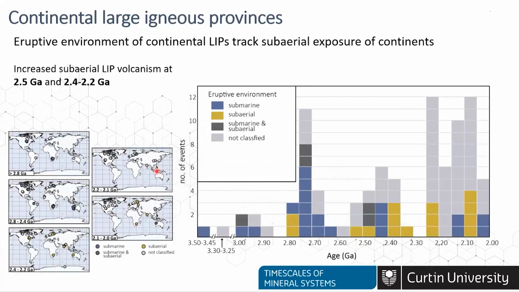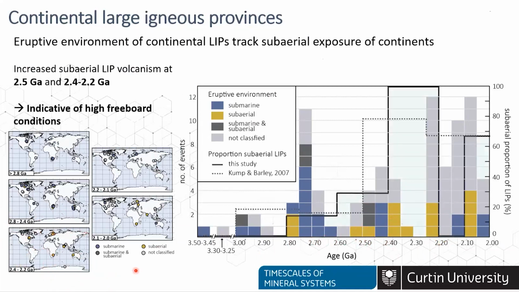So we managed to classify about a third of all of these events. And as you can see, at around 2.8, the first subaerial eruptions start to pop up. And those are in the Pilbara and in the Kaapvaal Craton. And then we have submarine volcanism again for a while. And then around 2.5, we have some more subaerial eruptions in the Canadian Shield and the Hearne and in the Kola-Karelia cratons. And then between 2.4 and 2.2, all classified continental large igneous provinces erupted subaerially and on many different cratons on a global scale.